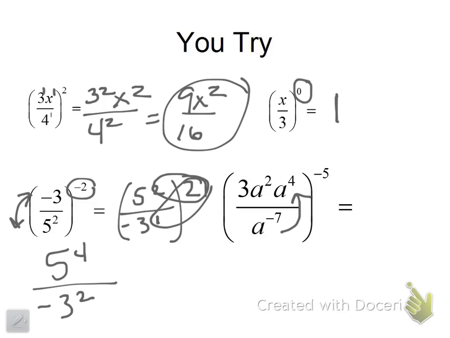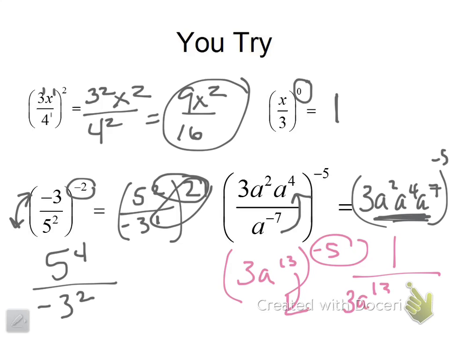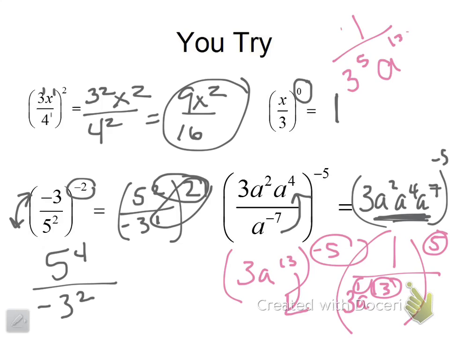Okay, I'm going to send this a to the negative 7 up top, so I'm going to have 3a squared, a4, a7, still to the negative 5. Okay, I can add all these together because they're multiplied. So 4, 5, 6, 13. So I'm going to have 3a to the 13 to the negative 5. To make this positive, I flip this down. So I'm going to get 1 over 3a to the 13 to the 5, and then I multiply these. So then my answer would be 1 over 3 to the 5, a to the whatever 13 times 5 is up here.